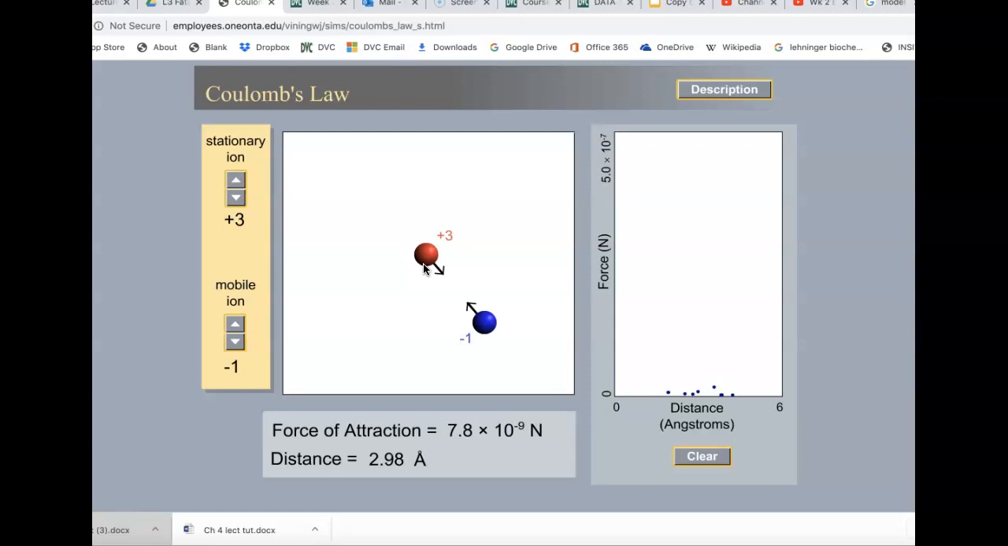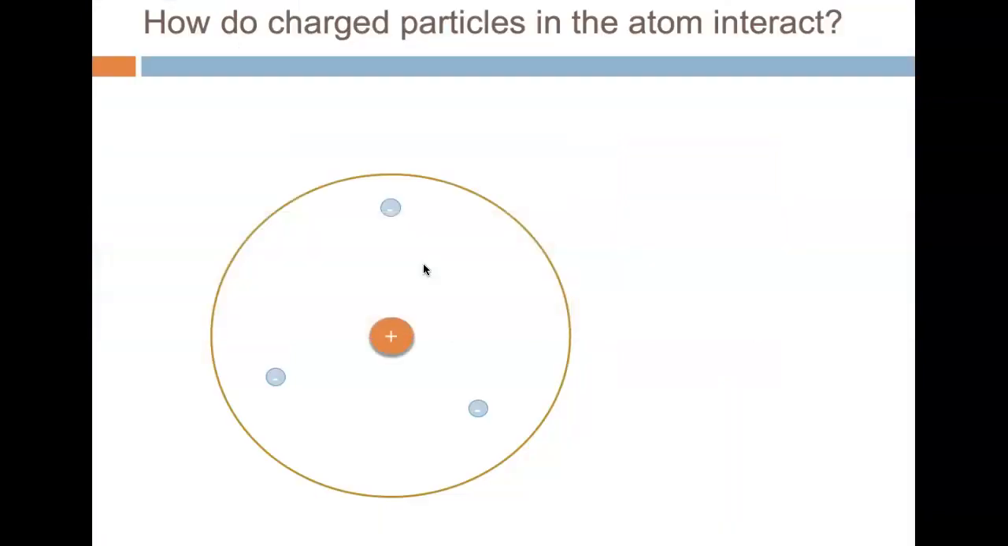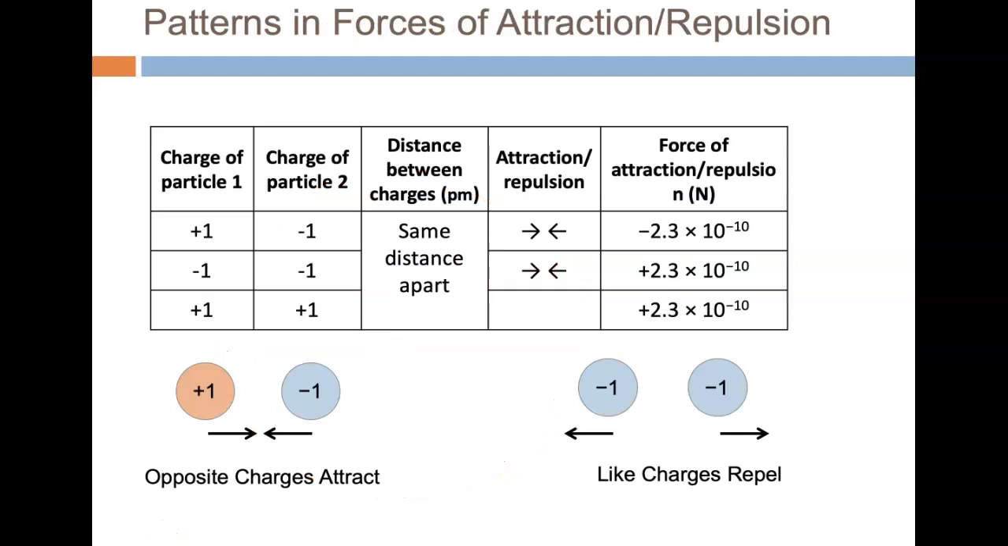So let's summarize this by taking a series of notes. If you want to copy these data tables into your notes, you can, or if you want to just focus on drawing these pictures, you can. But I wanted to show each line represents a different experiment.